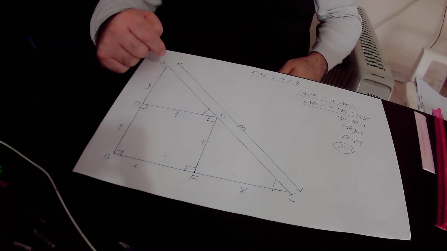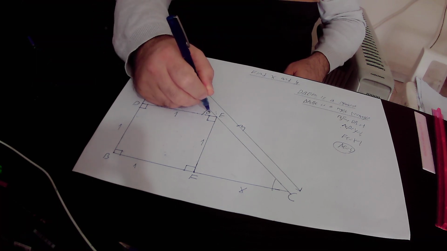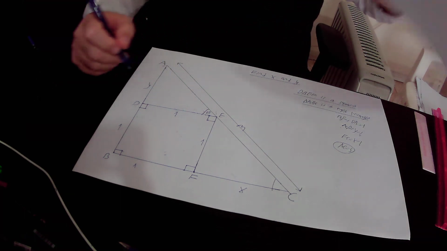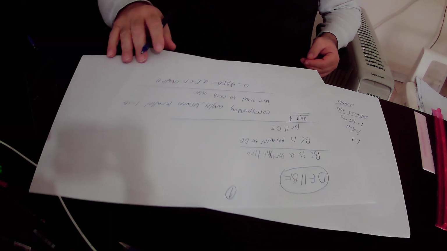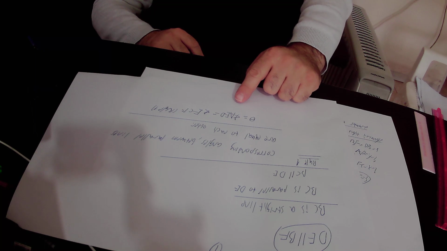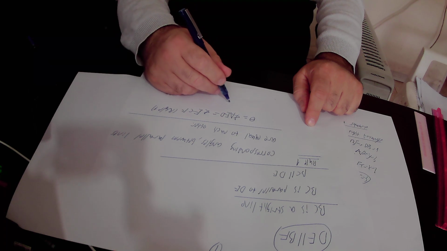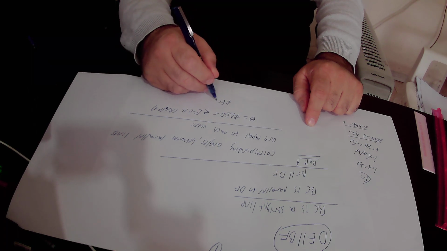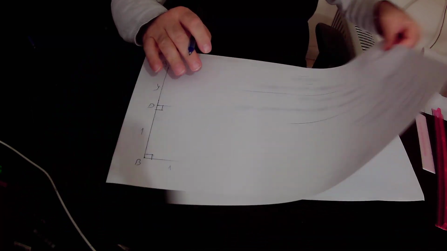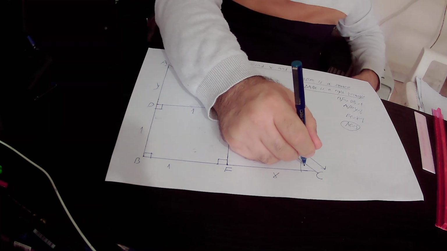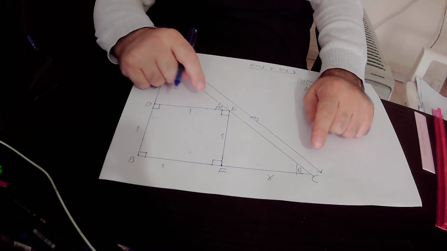So if we define angle AED as theta, then from this equation, theta equals angle AED equals angle ECF, we derive that angle ECF also equals theta. So we found out that those two angles are equal to each other and they are both equal to theta.